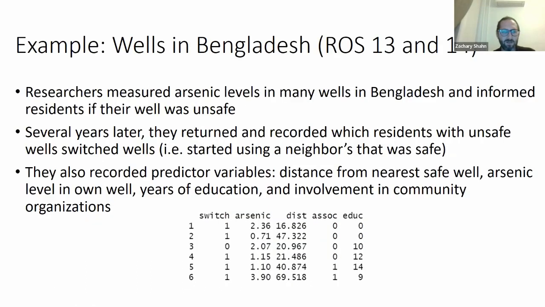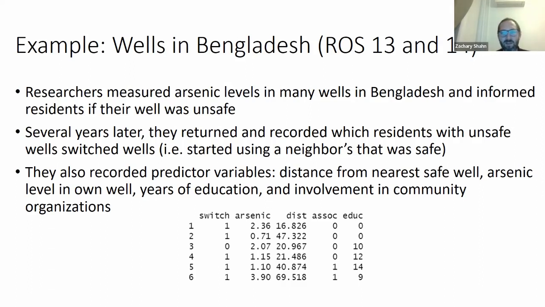Now we're just going to go through at length an example that Gelman and Hill and Vehtari go through at length in Regression and Other Stories, chapters 13 and 14. They look at data from this study where researchers measured arsenic levels in a lot of wells that people use for drinking water, like their personal wells in Bangladesh. And they told residents if their well was unsafe. And then several years later, they came back and they recorded which residents with unsafe wells actually switched wells, like started using a neighbor's well.